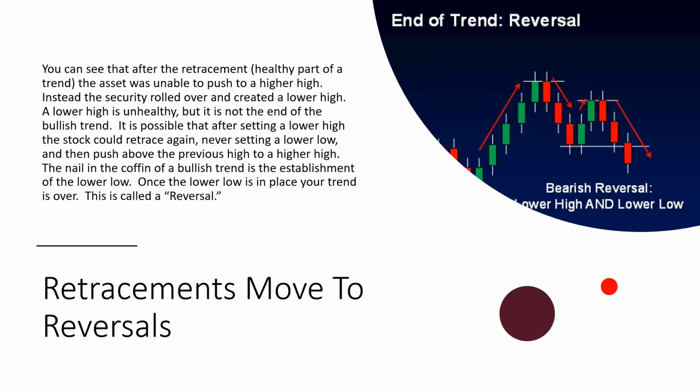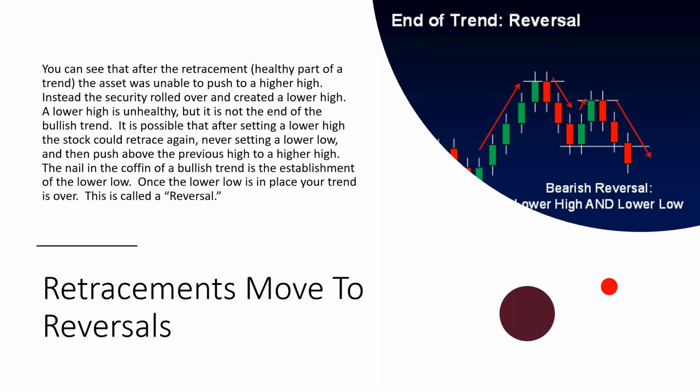So you can see that after a retracement, a healthy part of a trend, the asset was unable to push to higher highs. Instead, the security rolled over and created lower highs. A lower high is unhealthy, but it's not the end of a bullish trend. It's possible that after setting a lower high, the stock could retrace again, never setting a lower low, and then push above the previous high to higher highs.